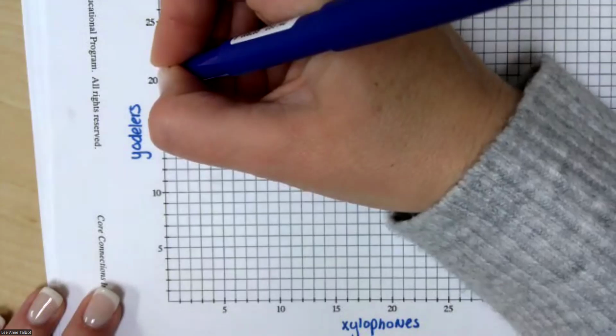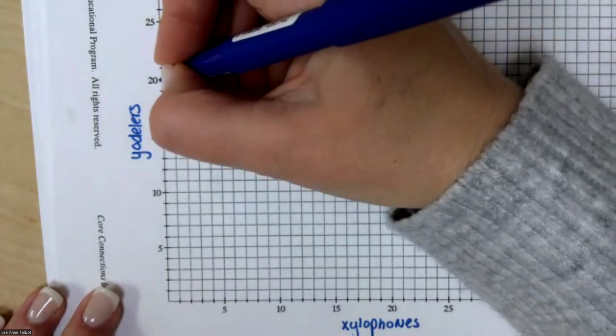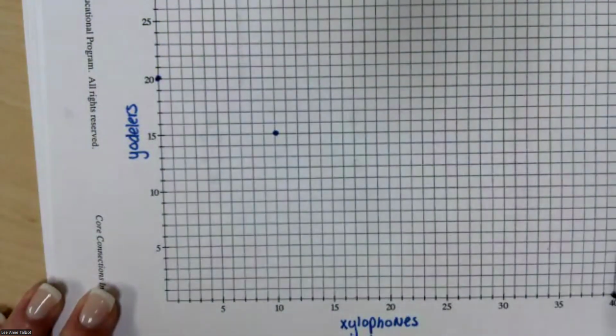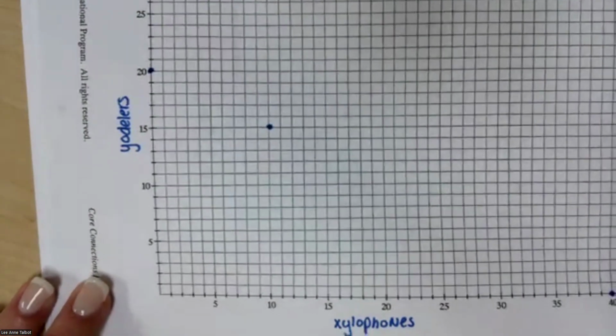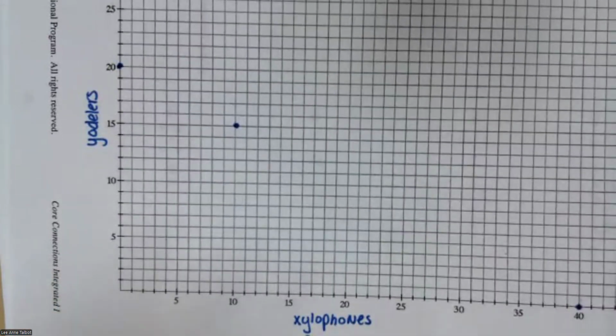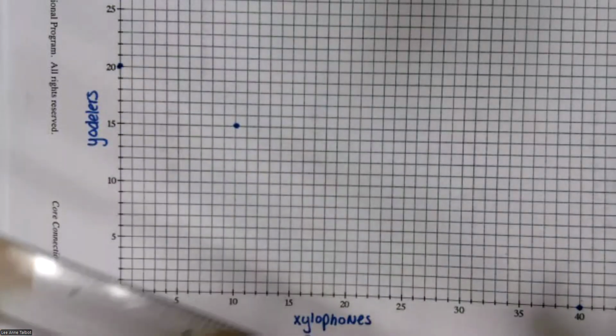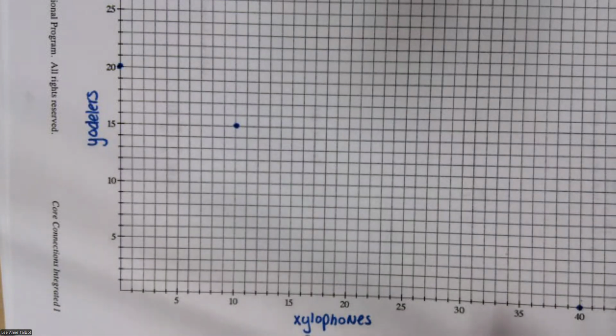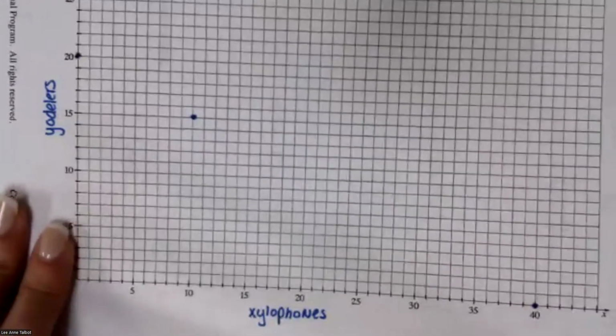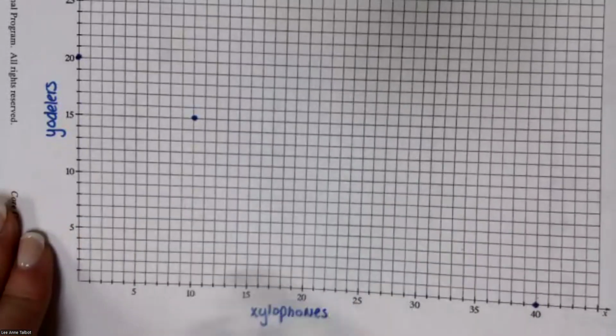Zero, 20, and 40, 0 is over here. Okay, if I did this correctly, I should be able to connect those with the ruler. What's wrong? You've got to flip it sideways. Make it so the numbers are right side up to you.